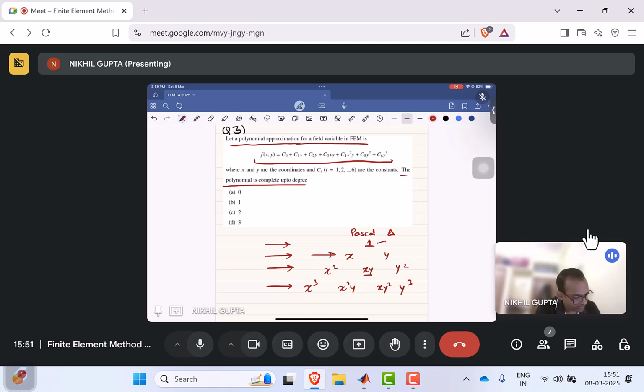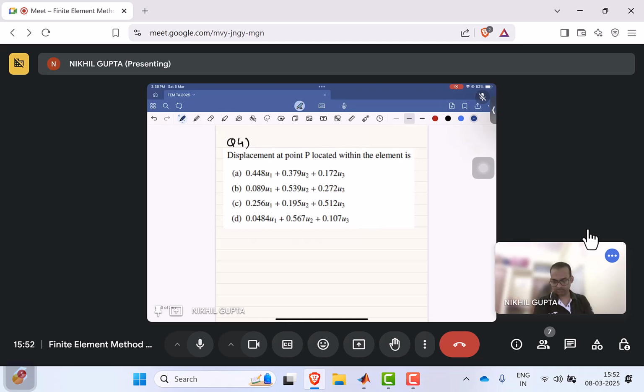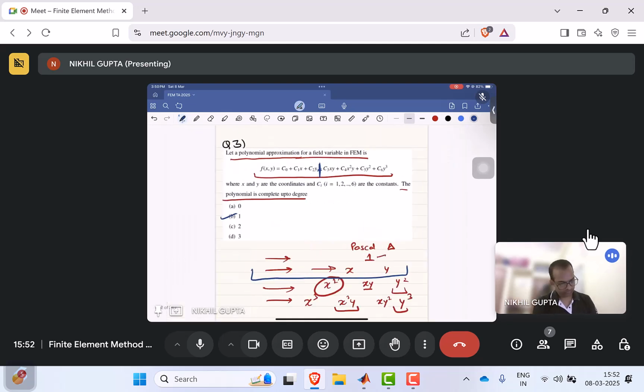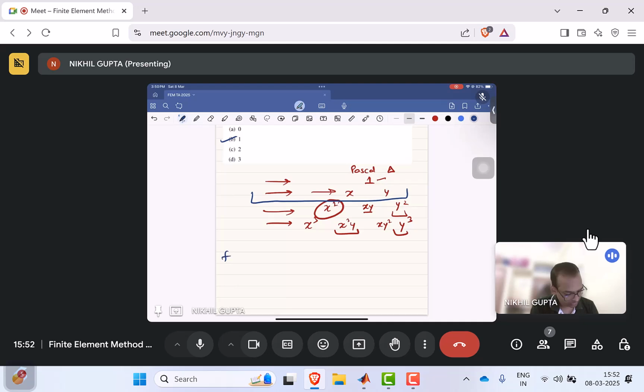Then X square Y is there, Y square is there, and Y cube is there, but this X square is missing. So we can't say this is complete at this point. So the answer will be only X and Y are there. So it is complete till this point only. Others are not complete. So the answer is 1. So this polynomial approximation is complete to degree 1 only.